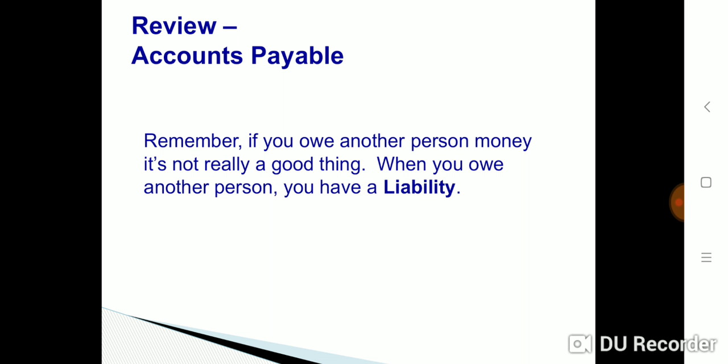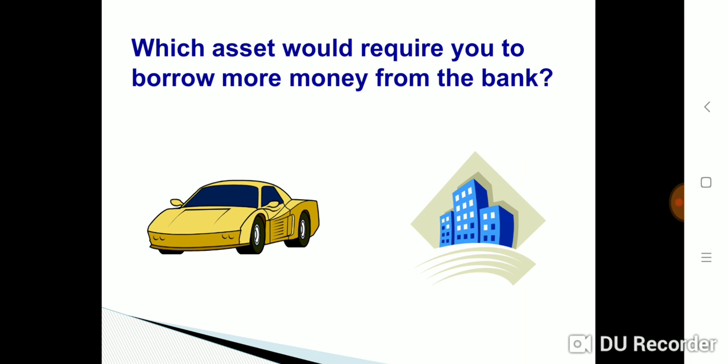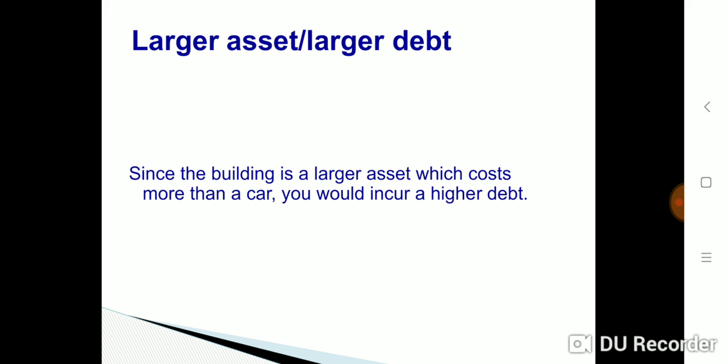Account payables means if you owe another person money, it's not a really good thing. When you owe another person, you have a liability. Which asset would require you to borrow more money from the bank? If we have to purchase a car, then we have to borrow some money from the bank, or if we have to purchase a building, we have to borrow some money from the bank.